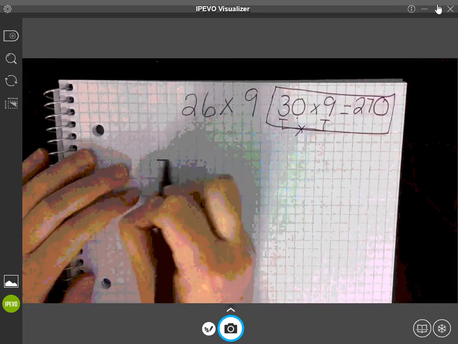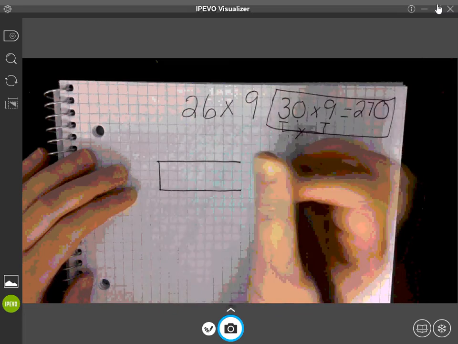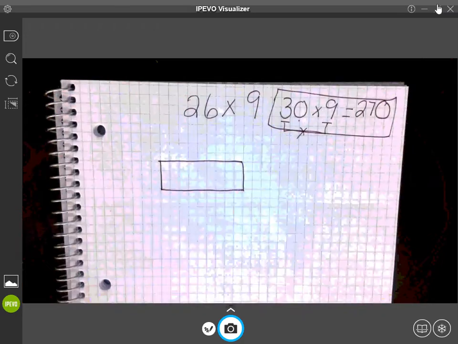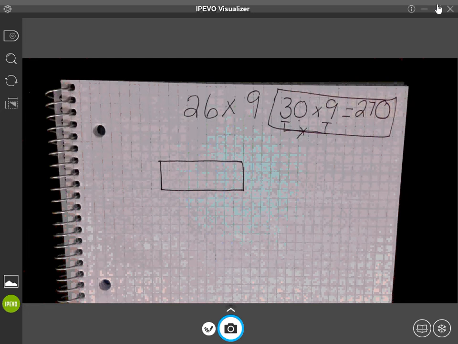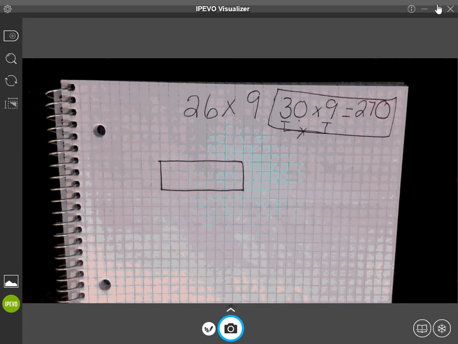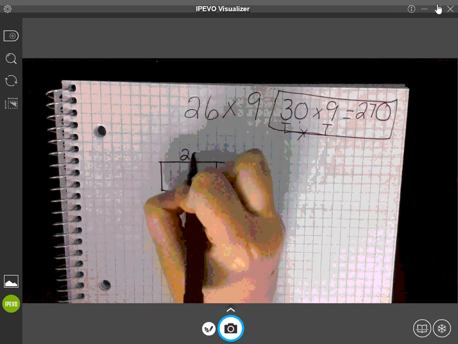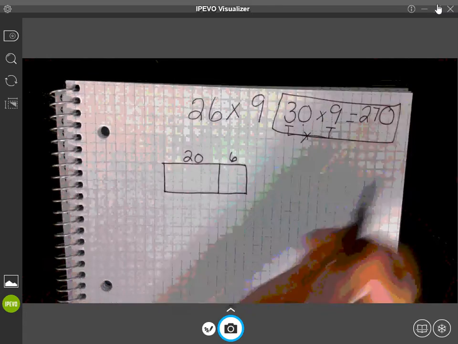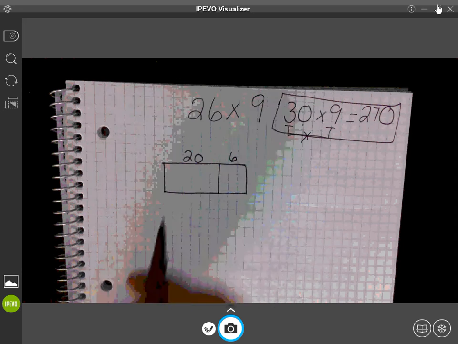All right, so let's do our box now. What number do I write across the top? The 26 or the 9? 26. And I have to write it in expanded form. Now remember when we were talking about box sizes? Which number is going to get the bigger box, the 20 or the 6? The 20, right. So I'm going to make my 20 box bigger. And then here comes my 6 in the second box. What goes on the side? 9.